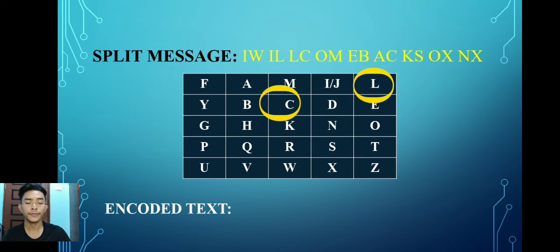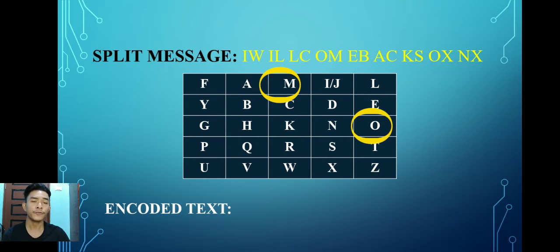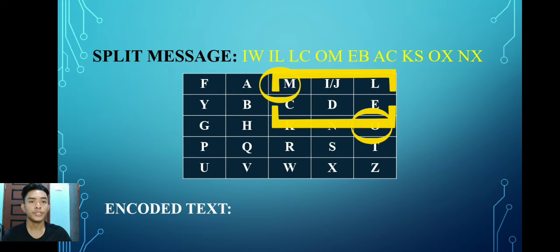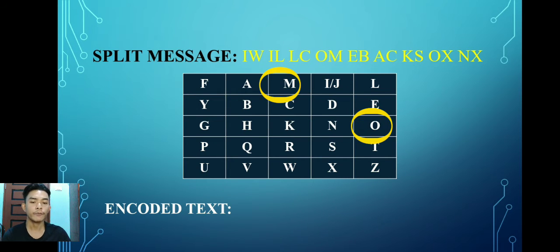Next is the pair L and C. As you can see, they form a rectangle, so we are going to take each end of the rectangle. L will become M and C will become E. Next is the pair OM. O and M create a rectangle shape, so O becomes C and M will become I or J.